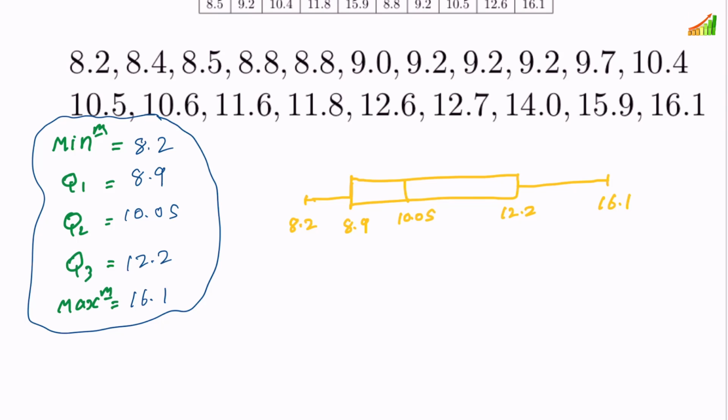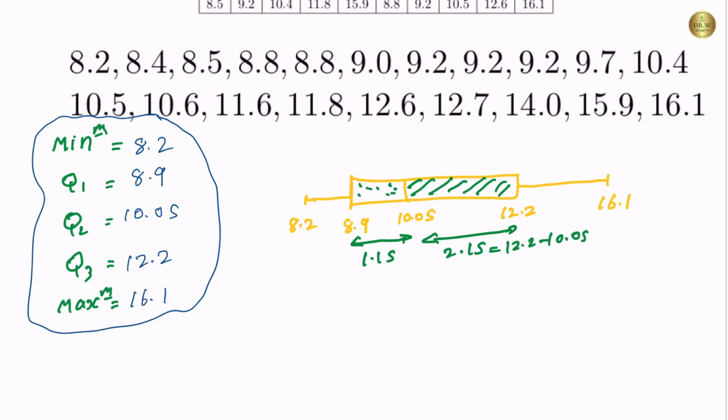Now how do we find the shape of this distribution? We know the difference between these two numbers is 1.15 and these two numbers is 2.15. It means 12.2 minus 10.05. Then we know this part, the area, is greater than the left side part. Therefore, this is what? Right skew. Why is it right skew? Because the right side area is larger than the left side area.